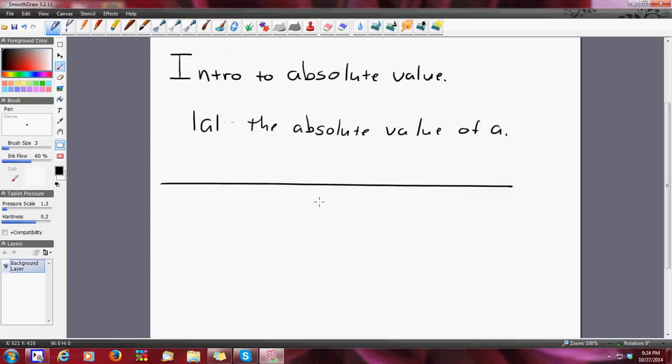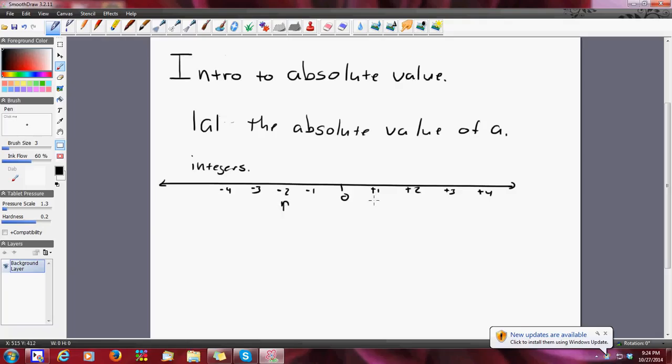Anyway, so we have a number line, and we have a 0, we have a -1, -2, -3, -4. We also have a +1, +2, +3, and +4. And being that these are all evenly spaced, and this is our integer number line, I'm going to say, well, which is further away from 0, -2 or +2? And the answer is they're both equidistant from 0.